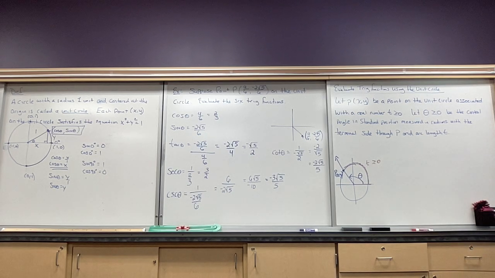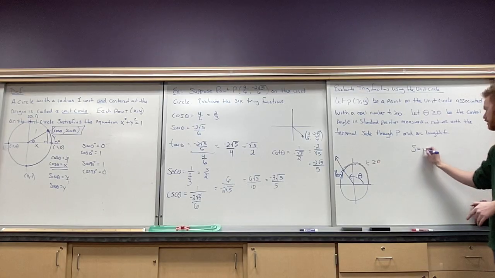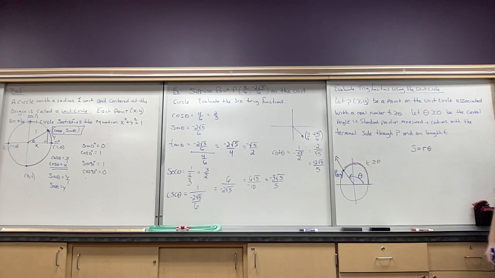Now, here's the deal. We know that an arc length can be found by taking the radius multiplied by your angle, right? We talked about that in one of the very first lessons. So in this situation, when we talk about the unit circle, we don't like to use s. We want to be a little bit more specific. So typically, they swap s out with t. So t is going to be my arc length when talking about the unit circle.